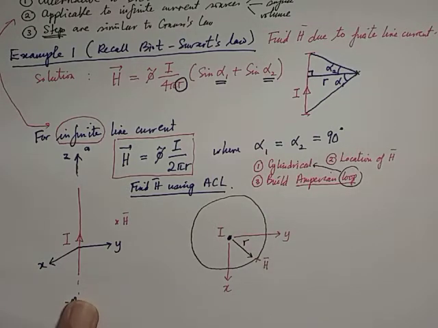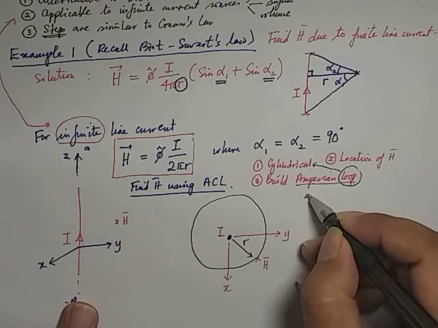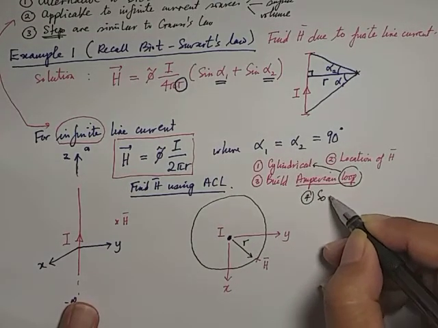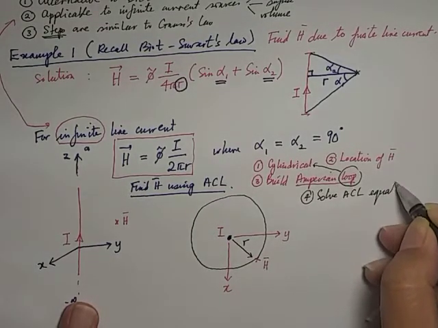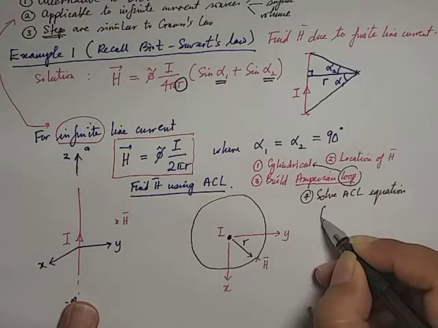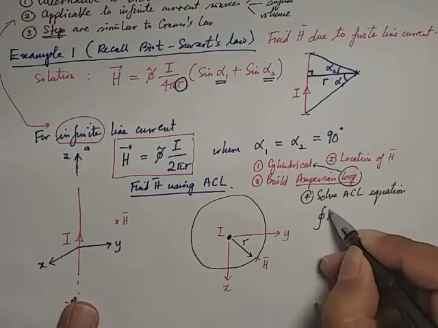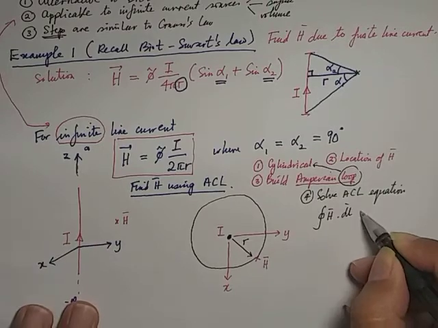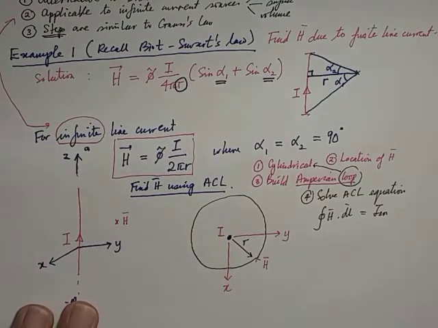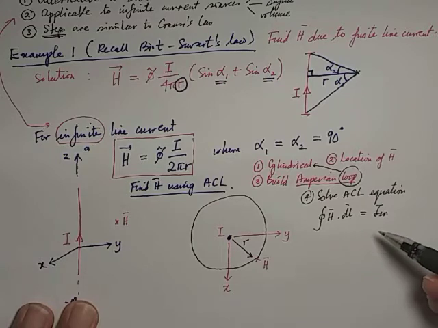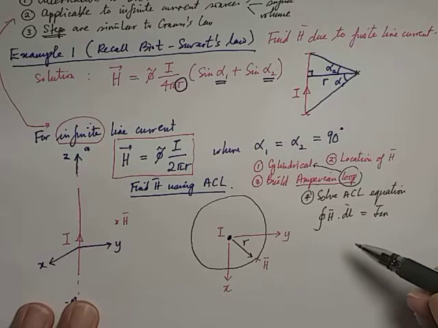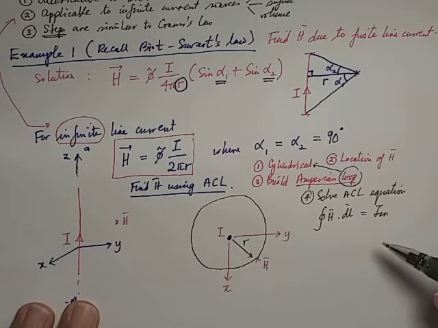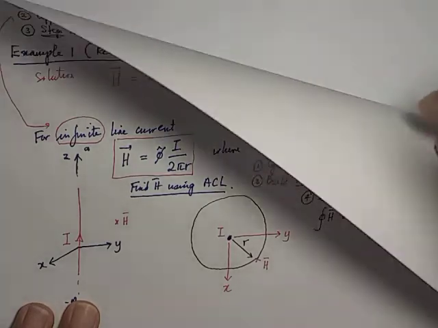Therefore, now step number 4, solve Ampere's circuital law equation. What does it say? It says that the closed integral of H dot dl should be equal to I enclosed. This is the standard ACL equation: H dot dl equal to I enclosed. It's quite similar to D dot dS equal to Q enclosed in Gauss's law. Okay, so how are we going to solve this mathematics?